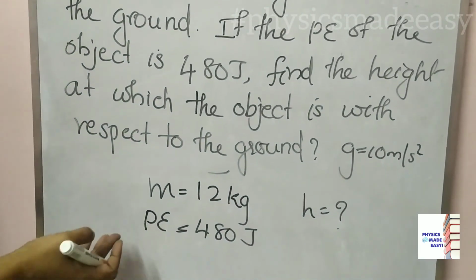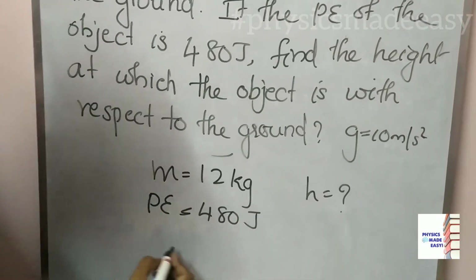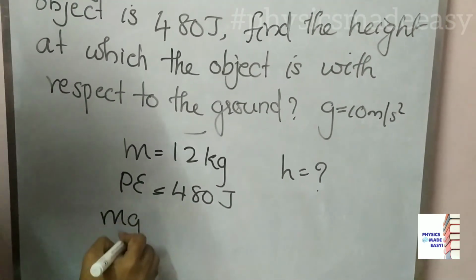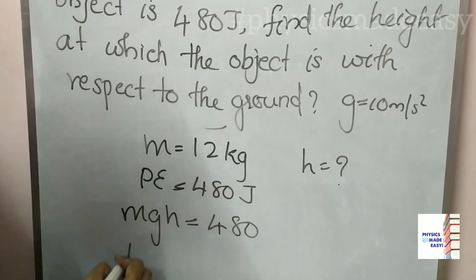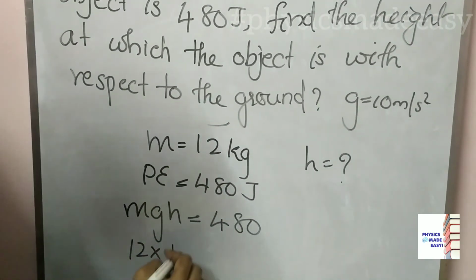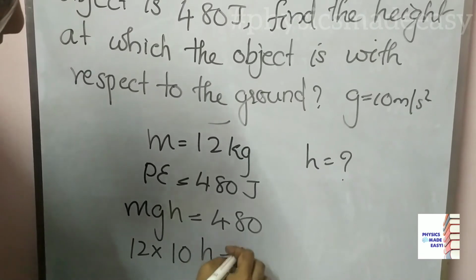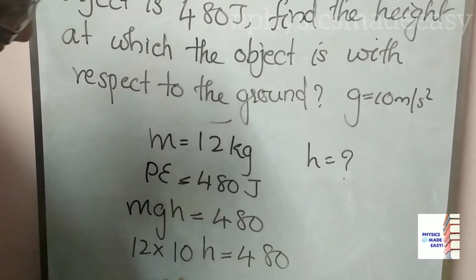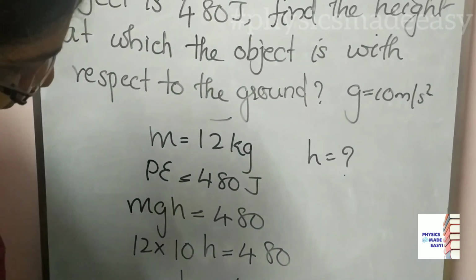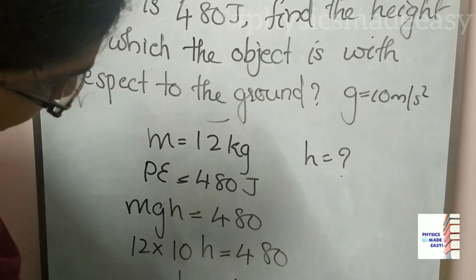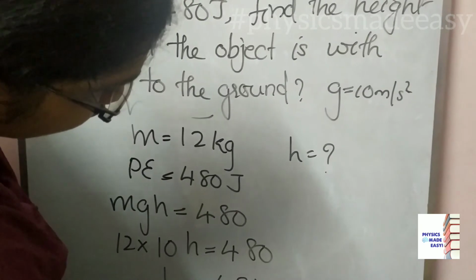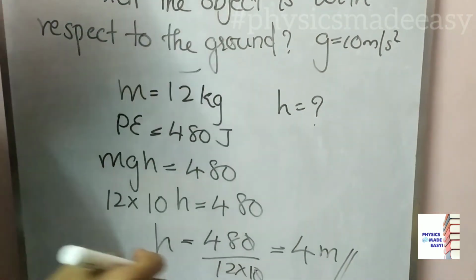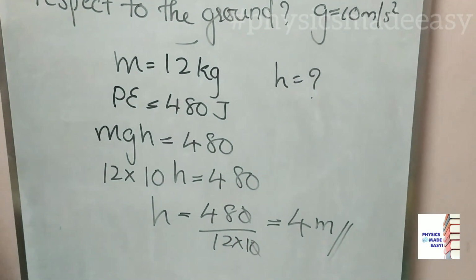How can we find? We have the potential energy. So here we can write mgh is equal to 480. Then substitute the values. 12 into 10 into height is equal to 480. So here height is equal to 480 divided by 12 into 10. We will get 4 meter, that is the height, 4 meters above the ground.